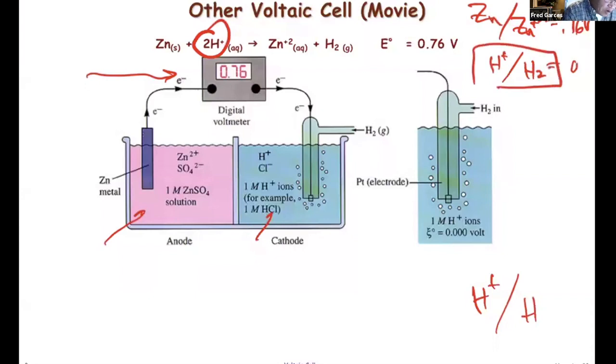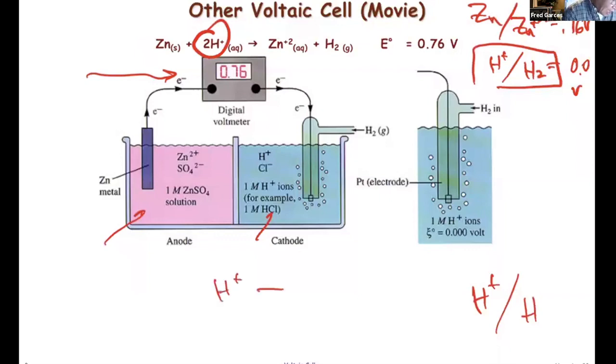We assign that as 0.0 volts, and if we couple any reaction with the hydrogen reduction, H plus going to H2, then whatever volt we read is based solely on that other chemical, because we assume that the hydrogen is 0 volts, okay? We have a reference point. So that's why you see 0.76 volts in this particular case.